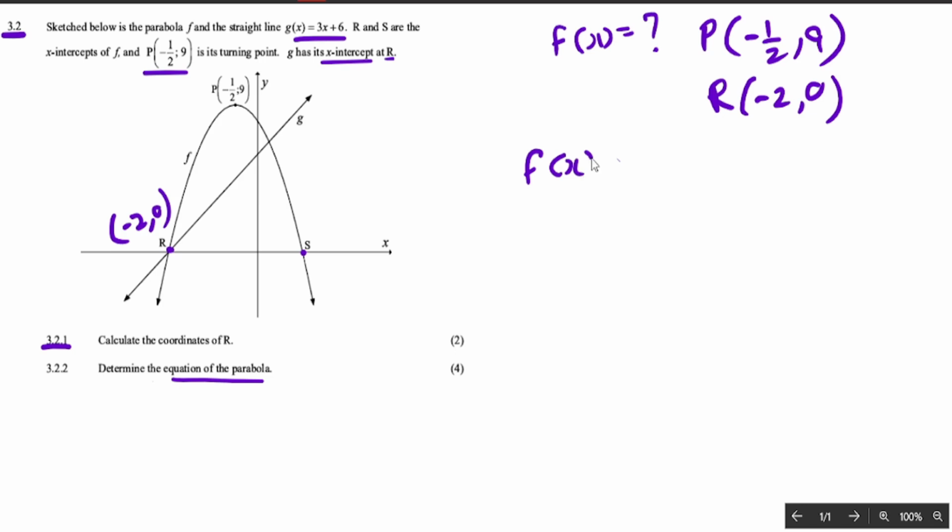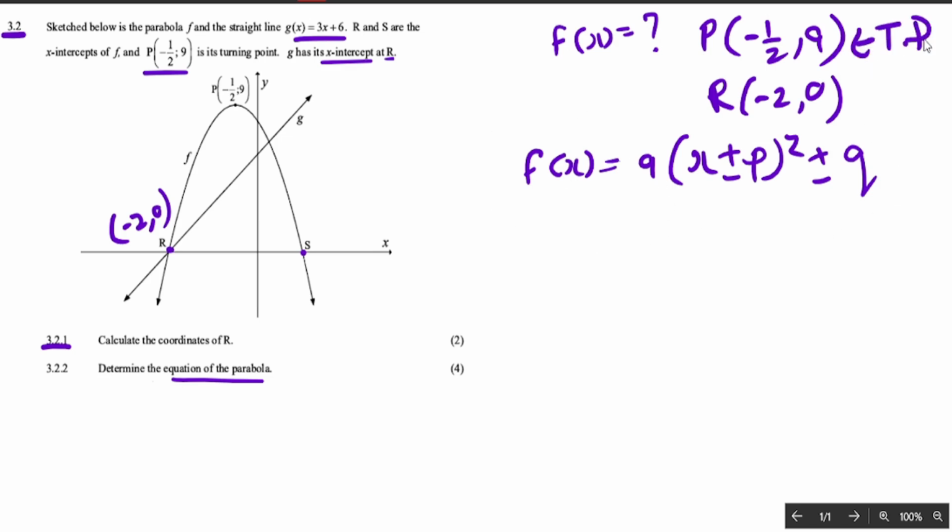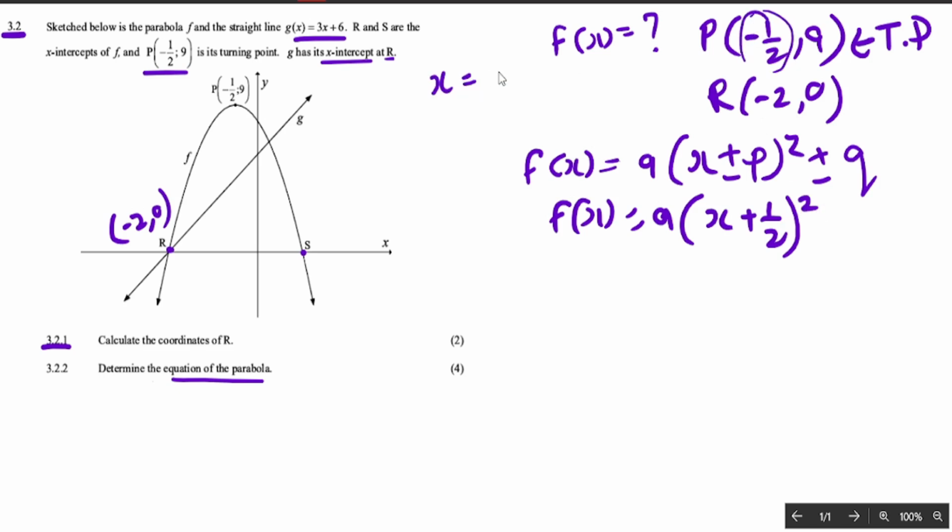You can use, let's say, this x plus or minus p squared plus or minus q. Let's say you have this standard form which includes a turning point, right? Because this is a turning point. So if we put those coordinates, we have x, so it's going to be x plus 1 over 2, right? Let me write this properly. Plus 1 over 2 squared, because we have minus 2. So x is equal to minus 1 over 2.